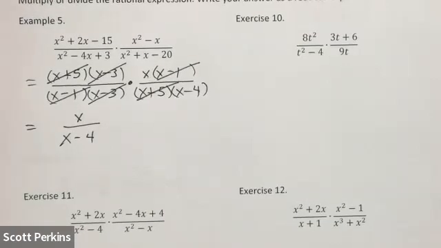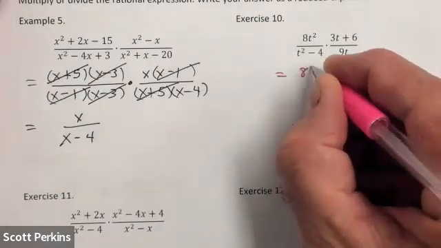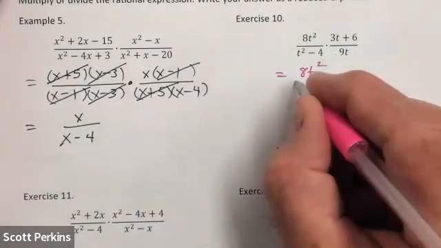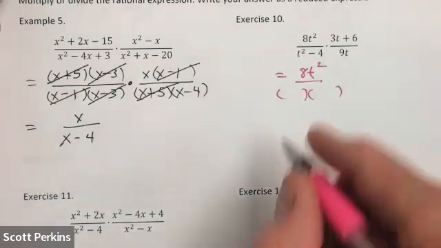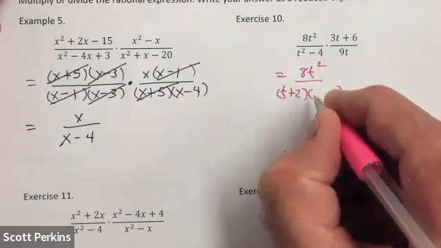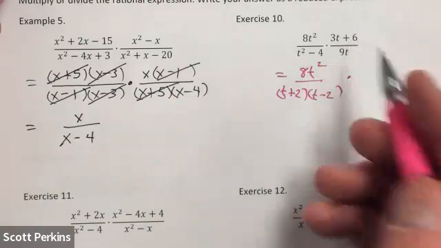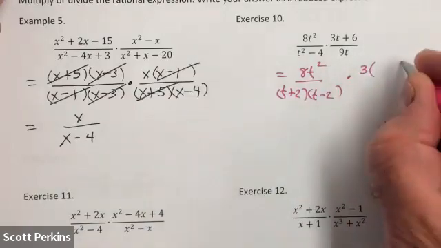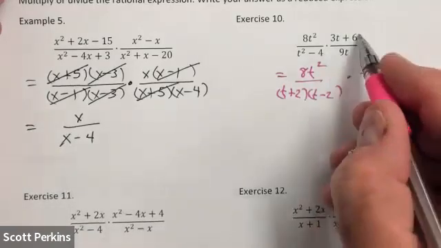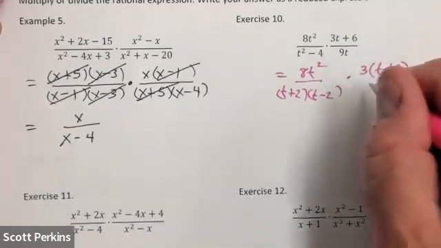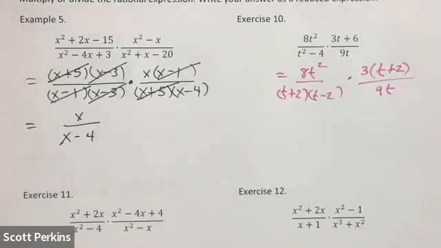All right, let's see how you're doing. So as I'm going through this, the 8t squared, that's just a term. The denominator, t squared minus 4, that's a difference of 2 squares. So that's t plus 2 and t minus 2. Times 3t plus 6, I can factor out a 3 out of those two. So 3t when I factor out a 3 is t. 6 factor out the 3 is plus 2. And then the 9t, that's just the term. So there's the factoring step.